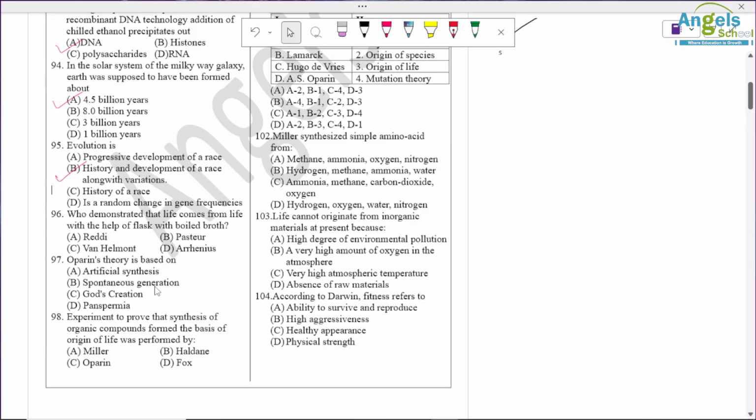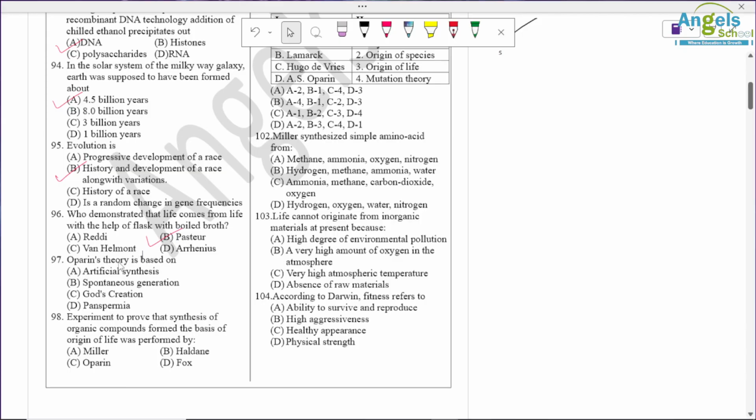Question number 96. Who demonstrated that life comes from life with the help of a flask with boiled broth? So Louis Pasteur conducted the swan neck flask experiment.